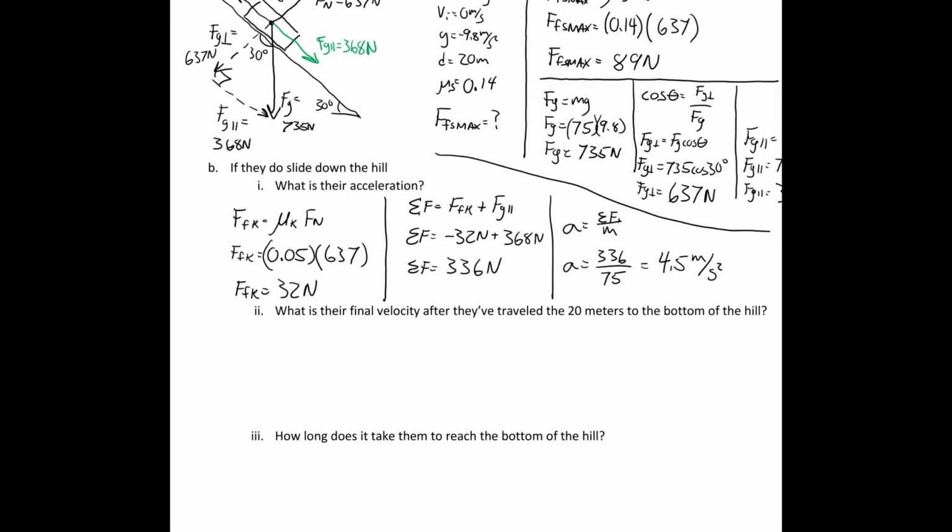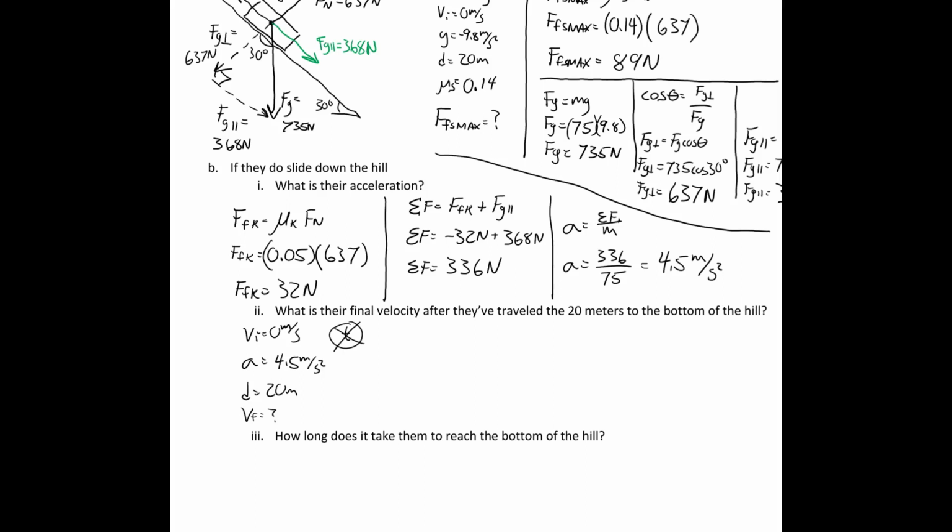So part 2, what is their final velocity after they've traveled the 20 meters to the bottom of the hill? Let's write down what we have. The initial velocity is 0 meters per second. The acceleration we just calculated, 4.5 meters per second squared. They tell you the hill is 20 meters long, and they're looking for VF. We don't care what the time is.